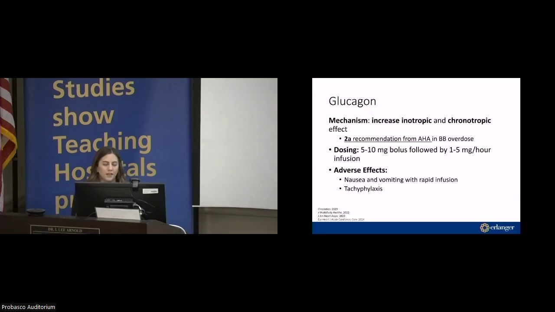And then the last thing is glucagon, which can increase inotropic and chronotropic effects. It's recommended only in beta blocker overdose, not in calcium channel blocker overdose. You give a 5 to 10 milligram bolus, and it can be followed by an infusion, but it can cause nausea, vomiting with rapid infusion, and tachyphylaxis. And again, you need a really big dose. With those adverse effects, it's not super common that we see this used.